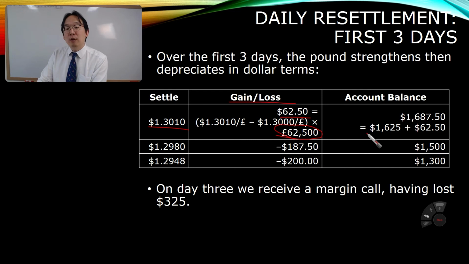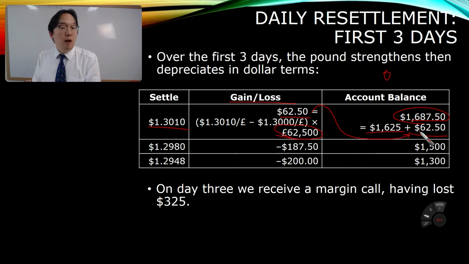Now, remember, you started with an initial account balance of 1625 before, in day 0. Now, you add this $62.5 to your balance. In the end, you will get $1687.5 in your account balance. Remember, your minimum balance has to be $1,300 for each contract over there. So would you get a margin call? No way, far from it, okay?